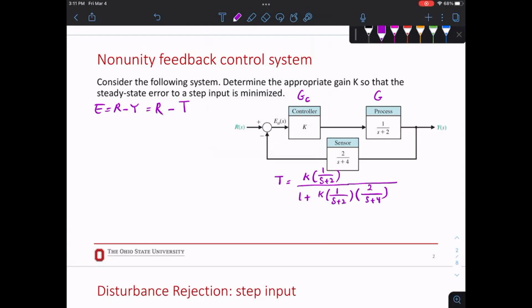and try to find the error. And you find the steady state error. Can you solve this problem? So what does this problem say? Let me go back here. So we found the error, right?